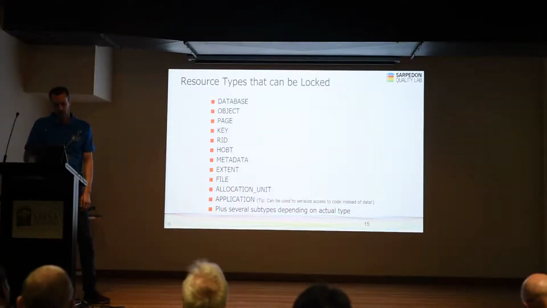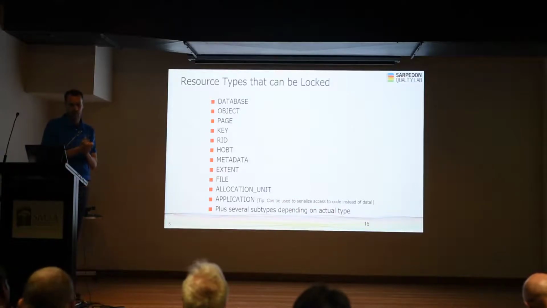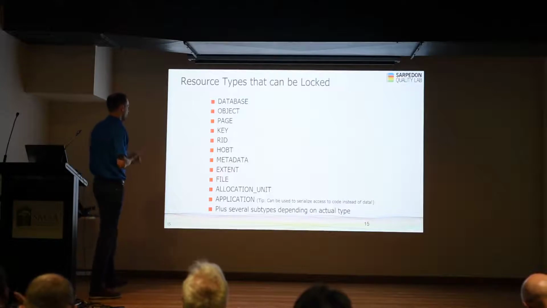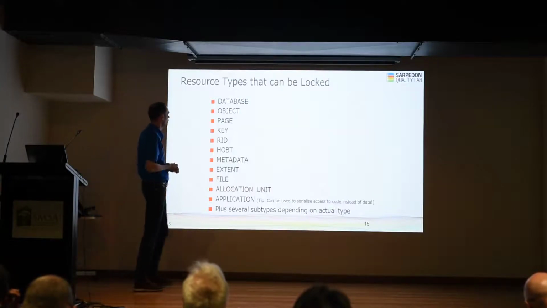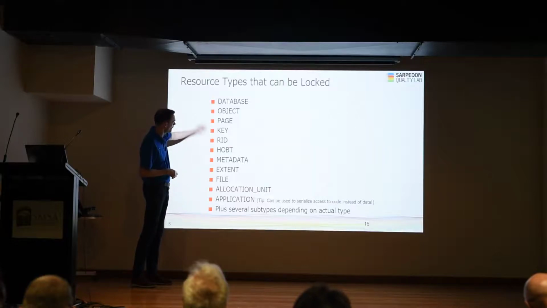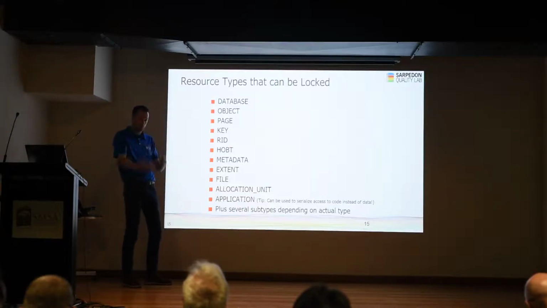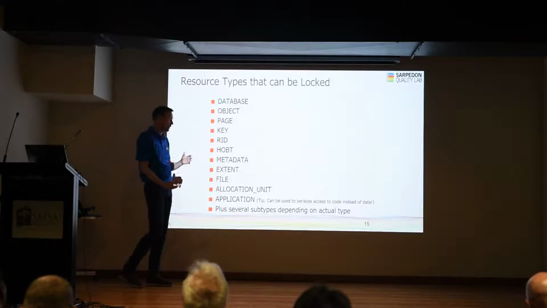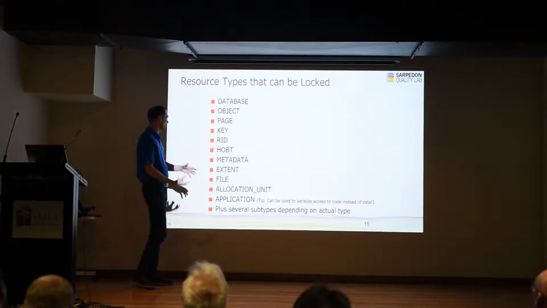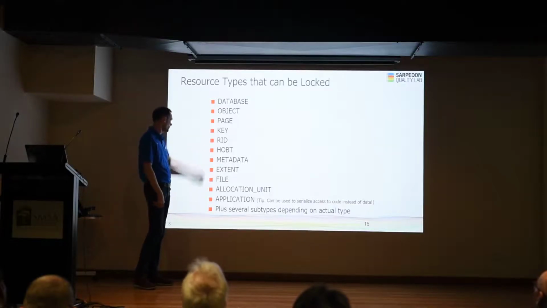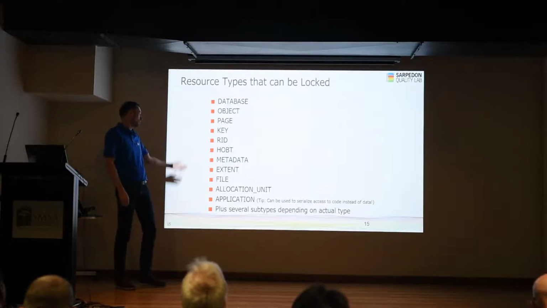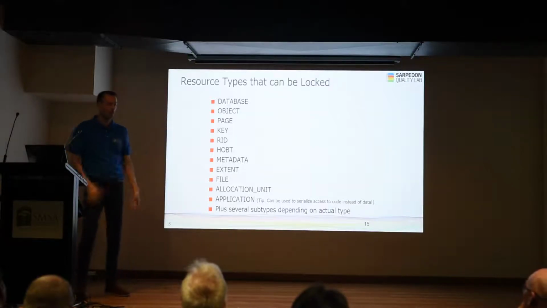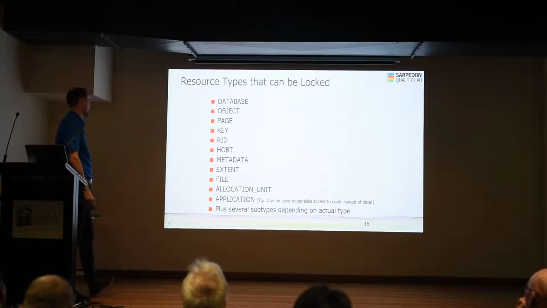This is a list of what resource types can be locked, and there are some more subtypes, but those are the most common ones. Database I already filtered out. We saw object, page and key or RID. We also saw HoBT because of the change of the index, the rewrite of the whole index. The metadata we also saw, extent in that moment. You could also have a file lock if you're working with file groups and you are doing something file level.